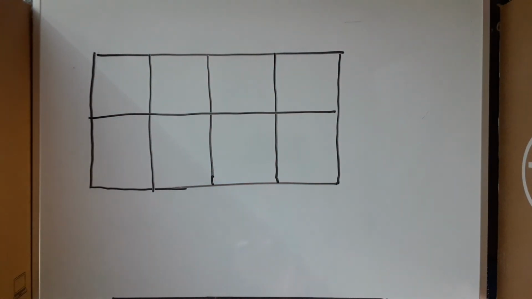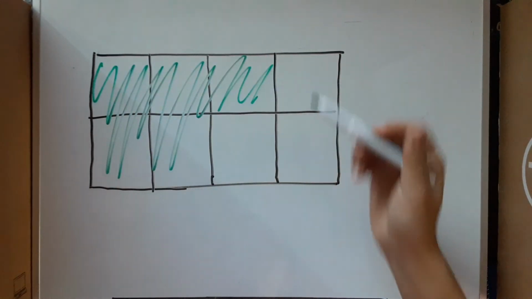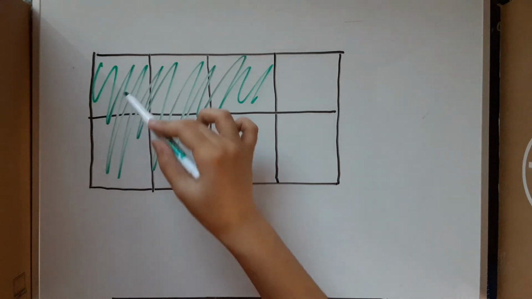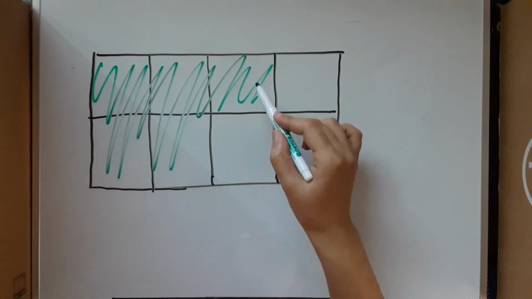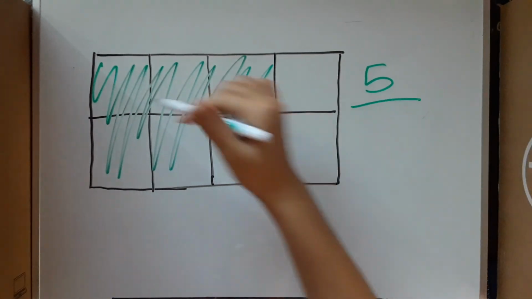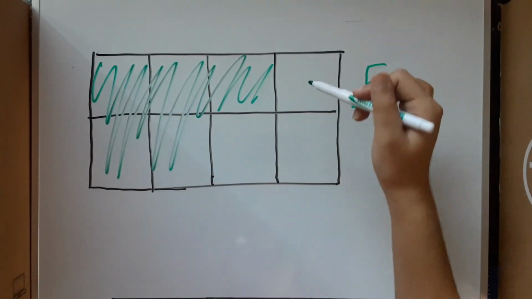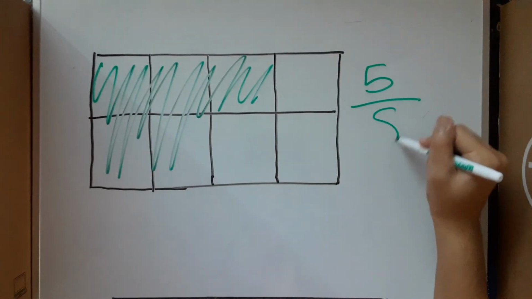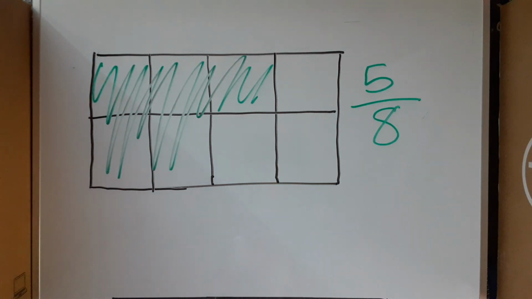If we fill in a couple, this would be 1, 2, 3, 4, 5 out of 1, 2, 3, 4, 5, 6, 7, 8. 5/8.